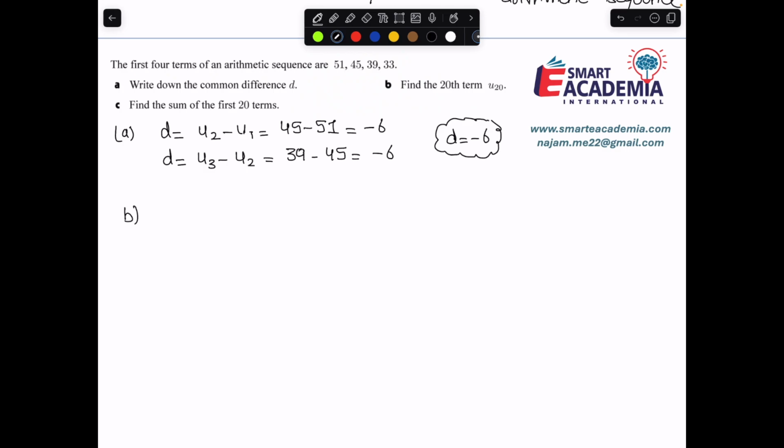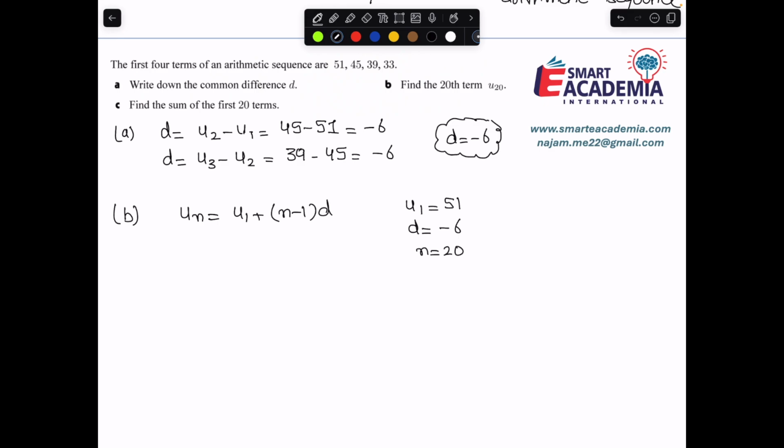Now, in the B part, it says find the 20th term, u20. So similarly, we have a general formula for arithmetic series, un equals u1 plus n minus 1 into d. In this case, we know our u1 is 51, and our d, as calculated from the previous part, is negative 6. All we need to find is the 20th term, which means n equals 20.